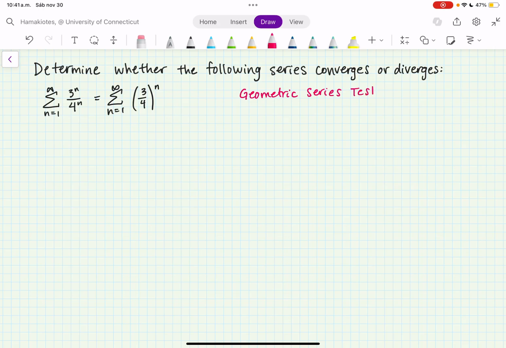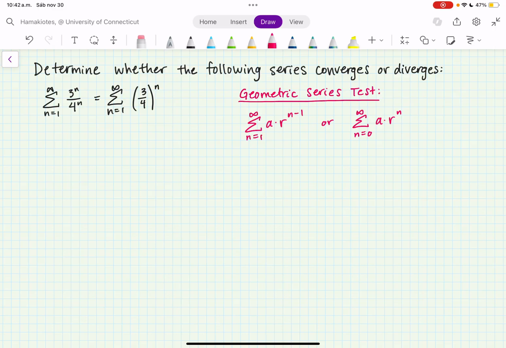So first we should recall what the form of the series should be for the geometric series test. A geometric series is of the form where we're taking the sum from n equals 1 to infinity of a times r to the n minus 1, or maybe we have an index shift and we're looking at the sum from n equals 0 to infinity of a times r to the n.